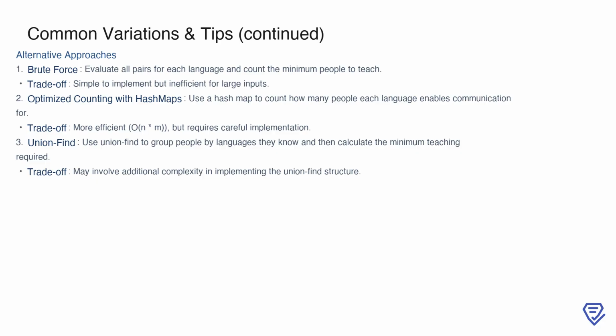Another advanced method is to use a union-find data structure. Here, you group people based on the languages they know, and then calculate the minimum teaching required. While union find can be powerful, it adds complexity in terms of implementation and might not always be necessary depending on the problem size. Each approach comes with its own trade-offs, so it's important to choose the one that best balances efficiency and simplicity for the given input constraints.